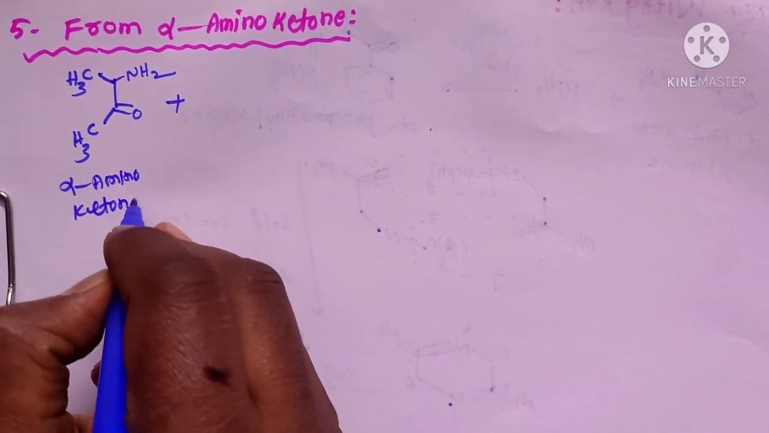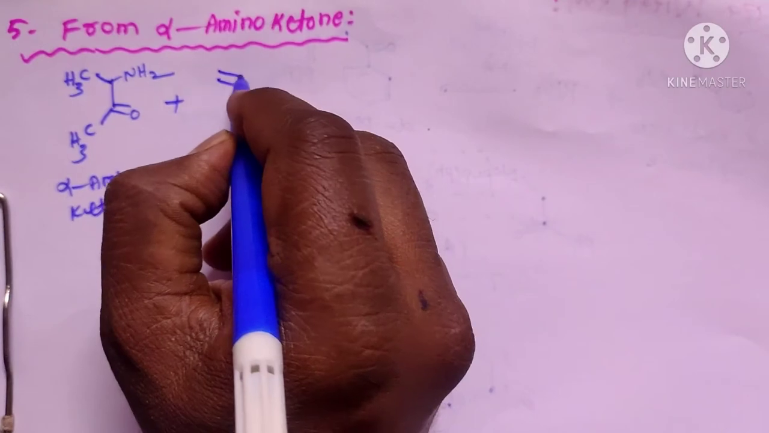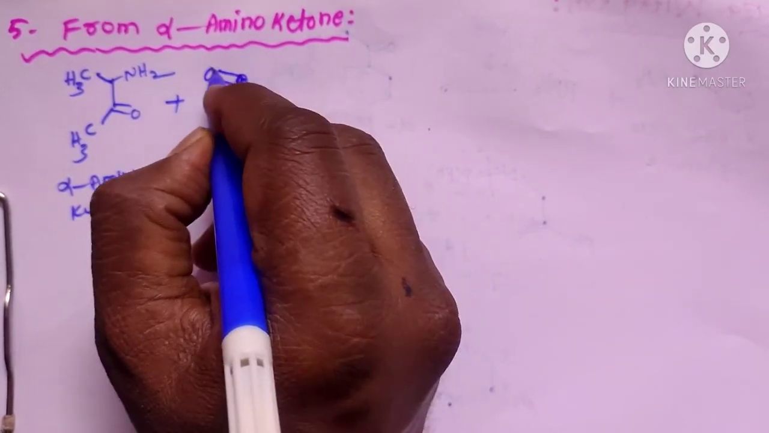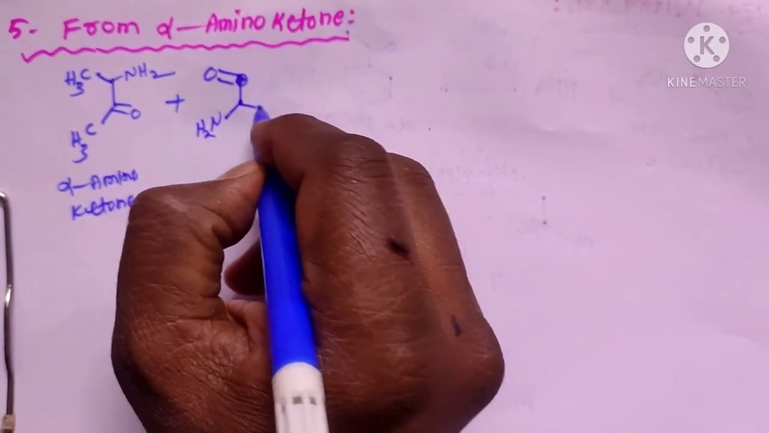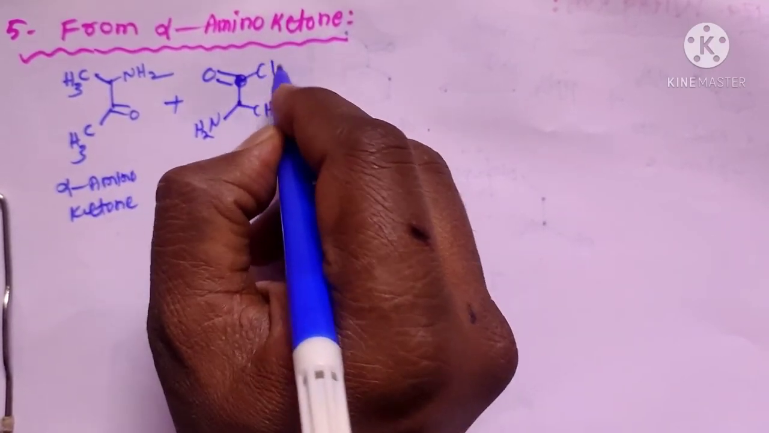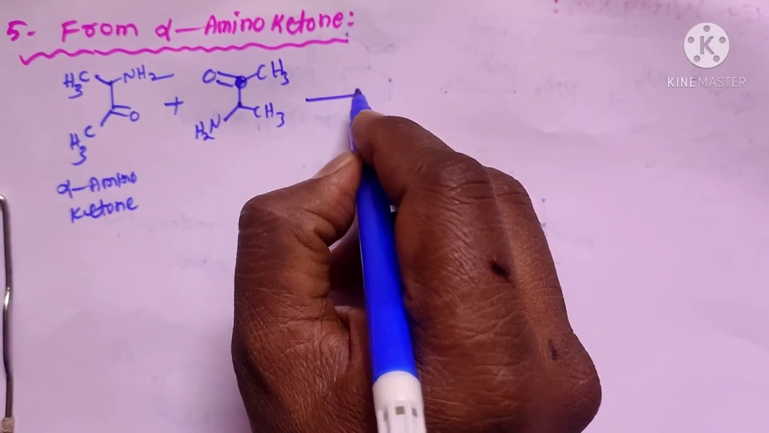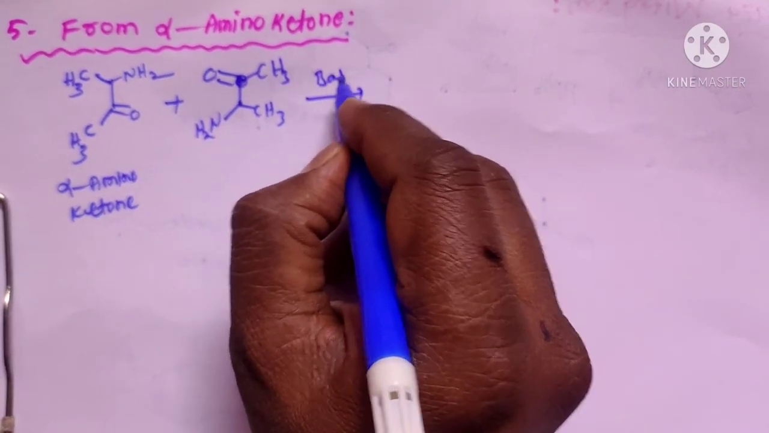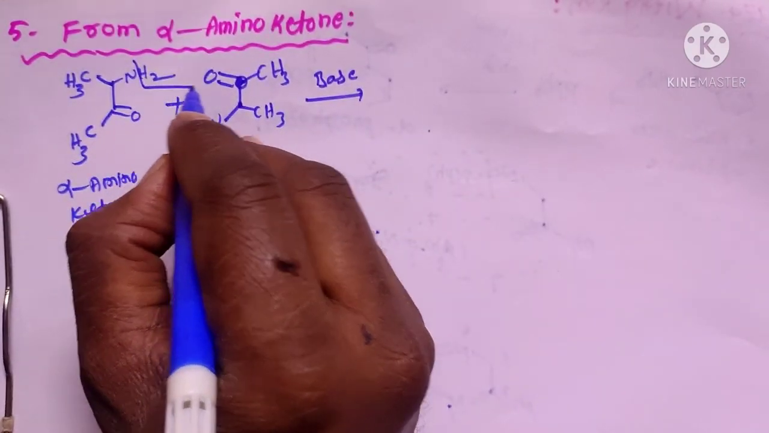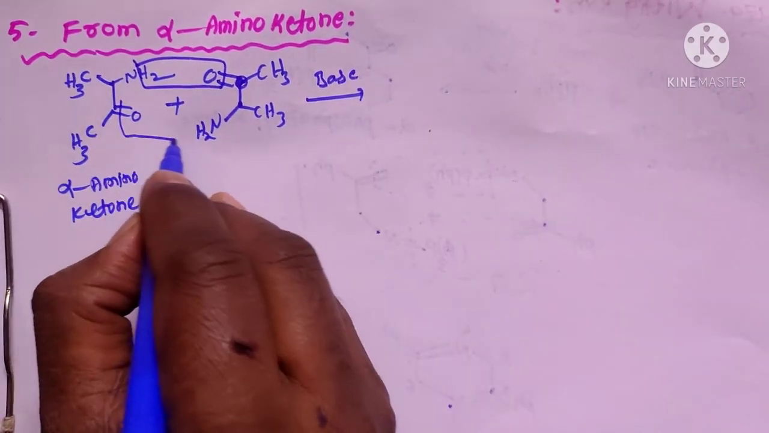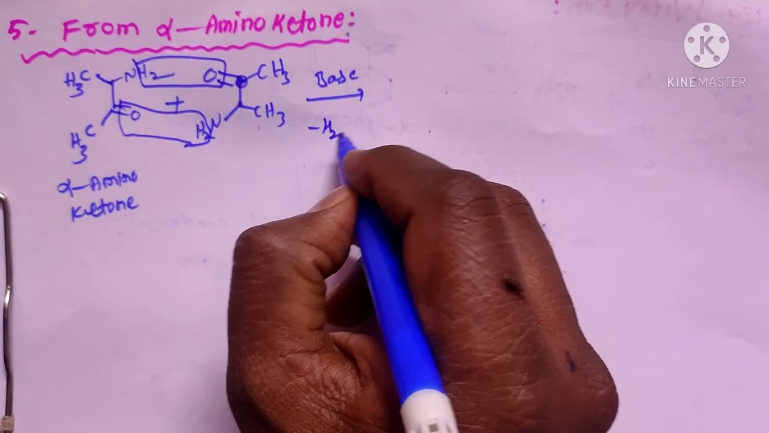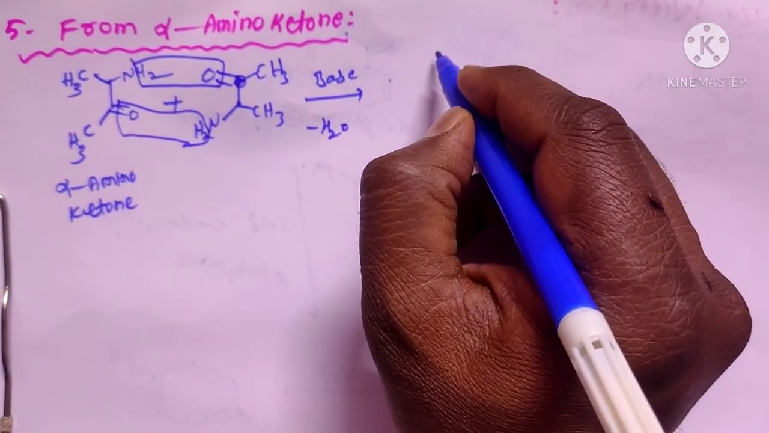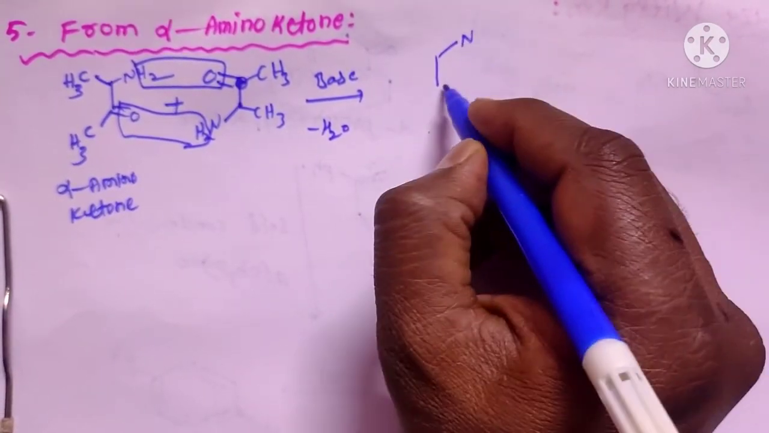Alpha amino ketone. So this alpha amino ketone undergoes self condensation in the presence of base. So water will be removed from here and here. Okay, so water molecules go outside and we get a condensed product.